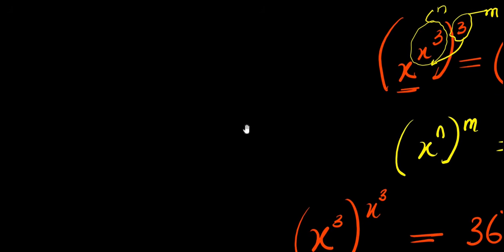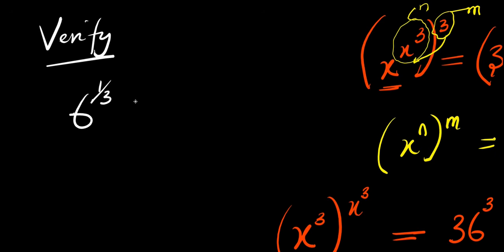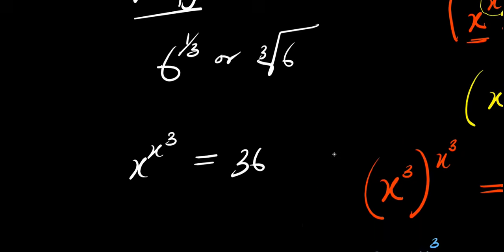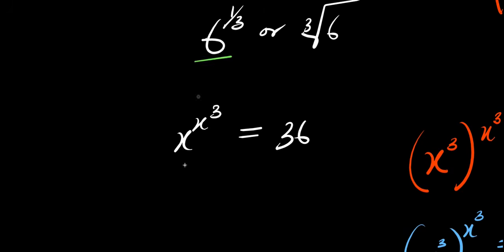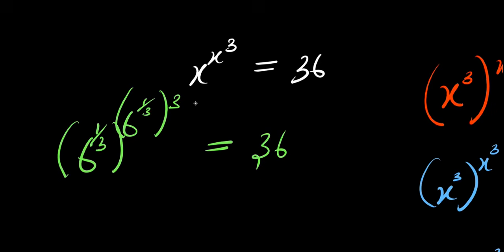You can decide to verify if you wish, because we have gotten our answer, which is 6 power 1 over 3, or the cube root of 6. And this question remains x power 3 equals 36. So we can insert this particular value for x. So this will be 6 power 1 over 3 raised to the power of 6 power 1 over 3, and this is raised to the power of 3 equals 36.